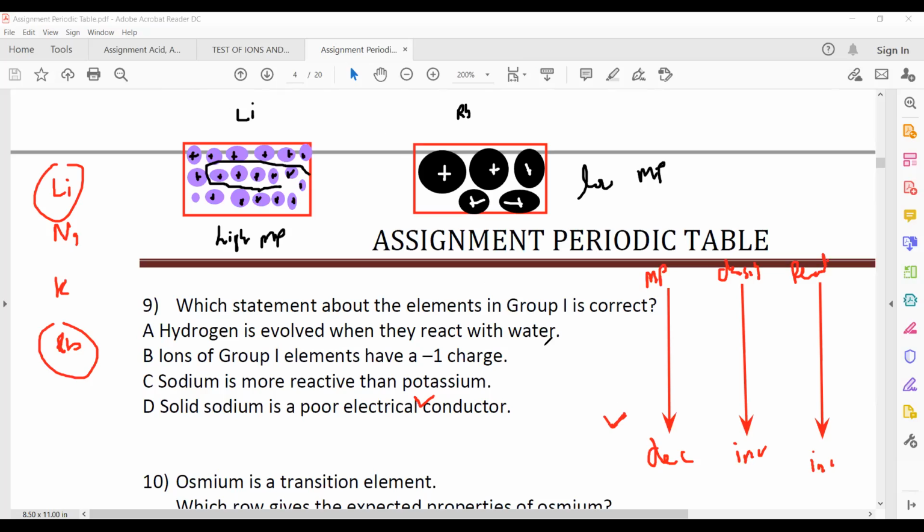Look, hydrogen is evolved when they react with water, because when alkali metals react with water, they make a solution alkaline and hydrogen gas is released. The ions of group 1 elements have -1. That's wrong. It is +1. Sodium is more reactive than potassium. No. As we go down the group, the reactivity increases. So potassium is more reactive than sodium. Solid sodium is a poor conductor. All metals are conductors. That's a common property of all metals. They all conduct. So that's wrong. A is the right answer.